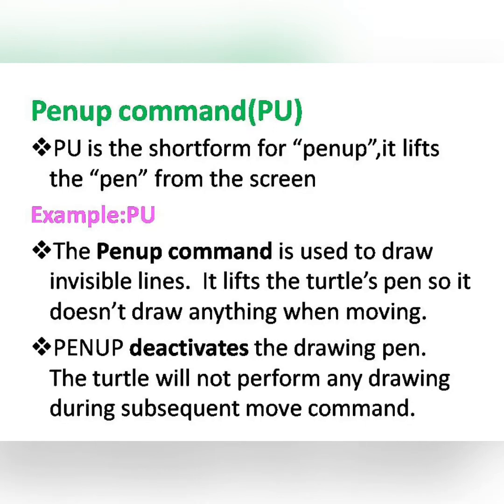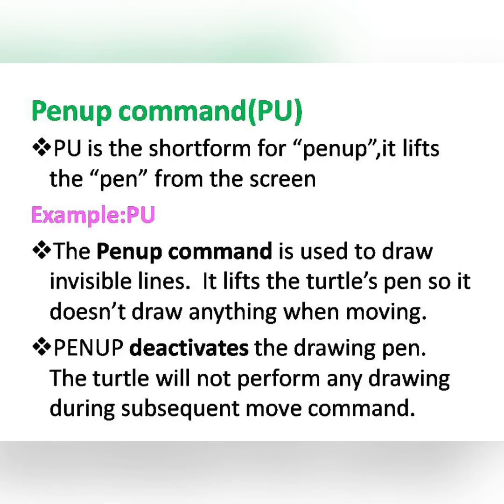Pen up command. PU is the short form for pen up. It lifts the pen from the screen. Example: PU. What is the full form of PU? Pen up. The pen up command is used to draw invisible lines. What are called invisible lines? The lines which we can't see. It lifts the turtle's pen so it doesn't draw anything when moving. Pen up also deactivates the drawing pen.